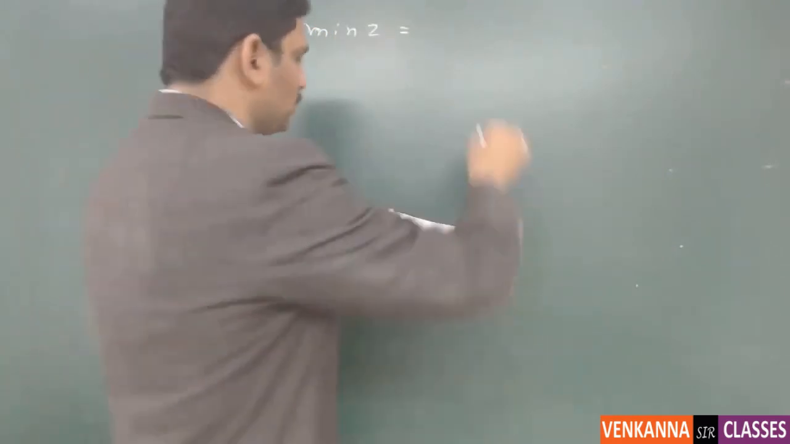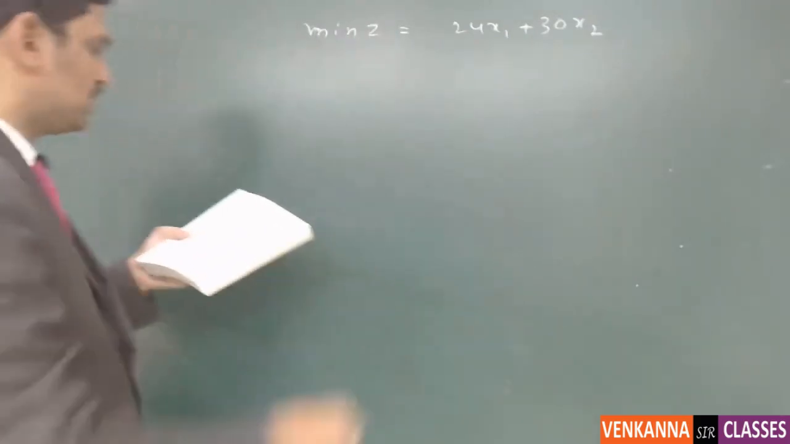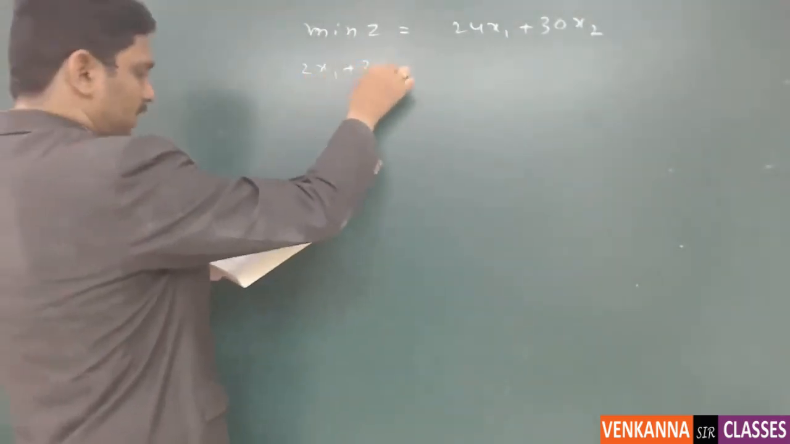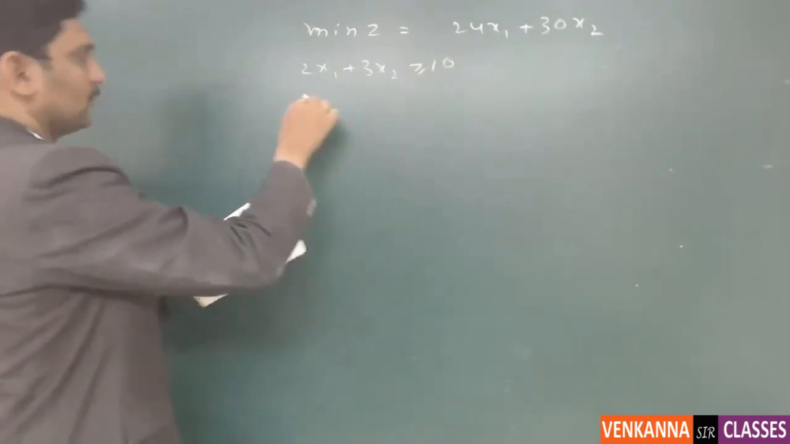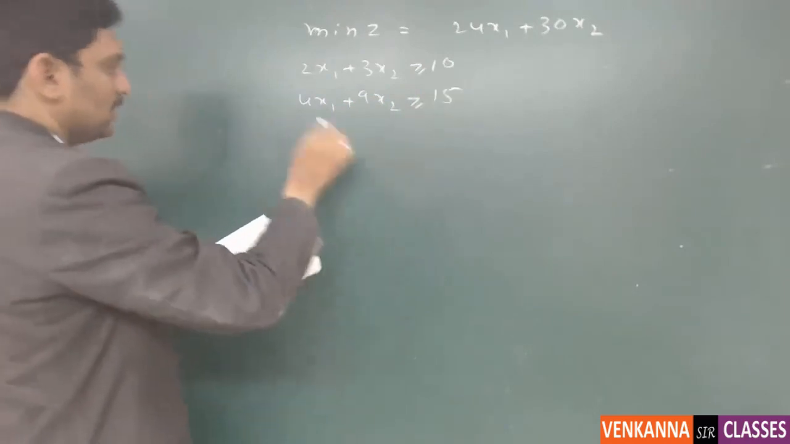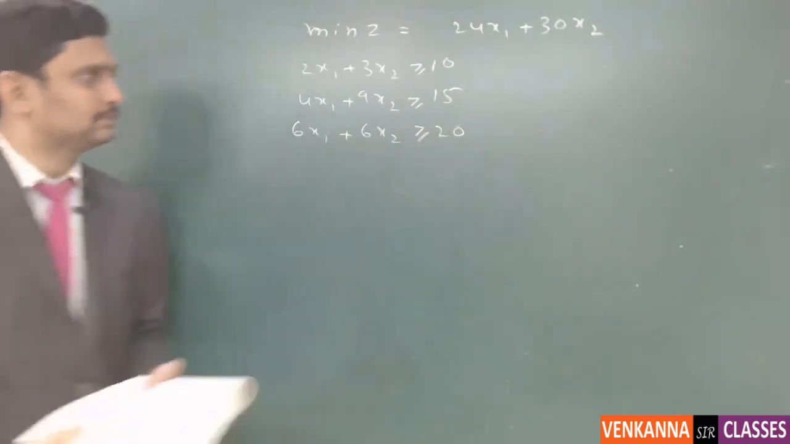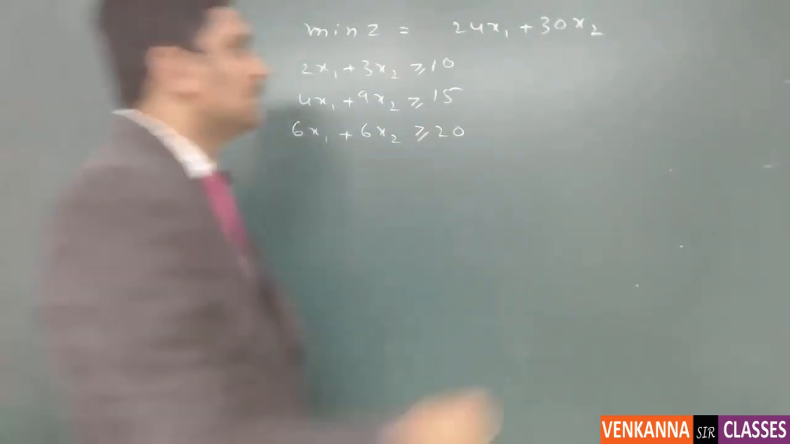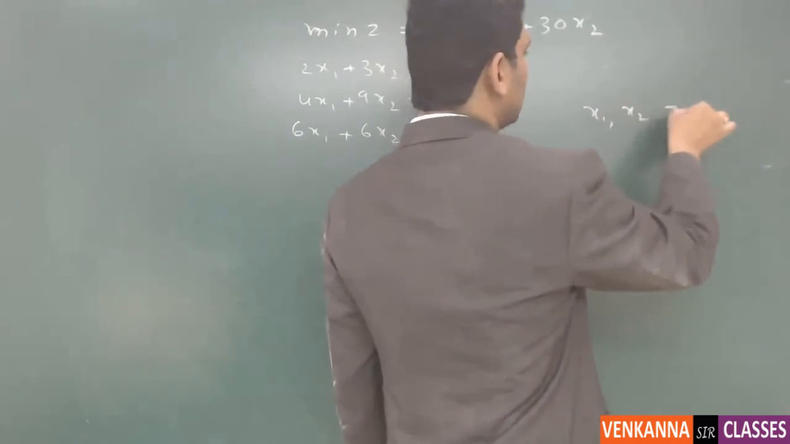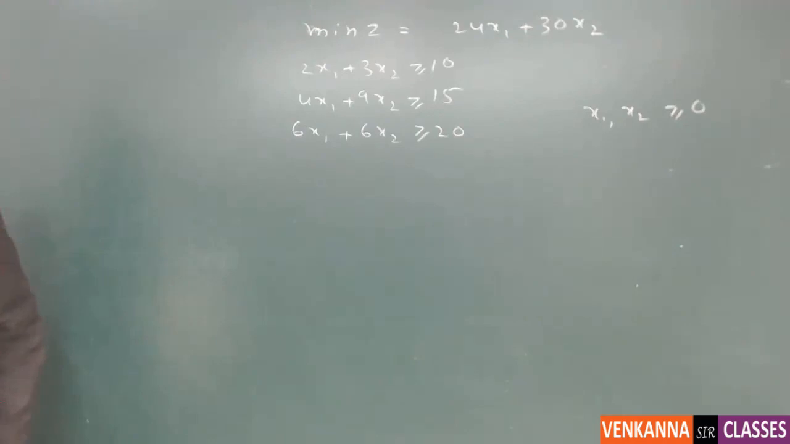minimum Z equals to 24x1 plus 30x2 subject to the constraints 2x1 plus 3x2 is greater than or equal to 10, 4x1 plus 9x2 is greater than or equal to 15, and 6x1 plus 6x2 is greater than or equal to 20, where x1 comma x2 are greater than or equal to 0. I think you are able to write the dual for it.